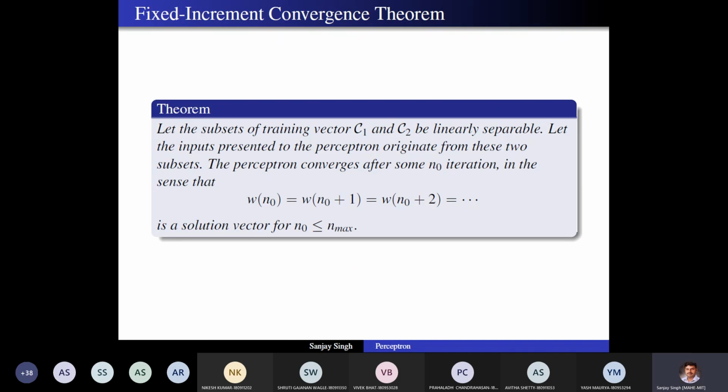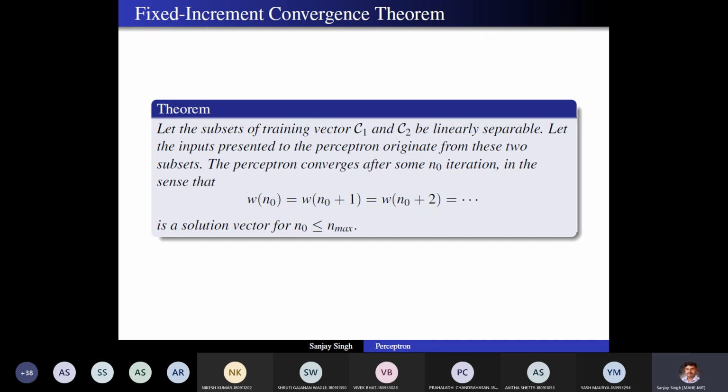So there is a related theorem in this, which we call the fixed increment convergence theorem, which is very much part of the perceptron convergence theorem. It says that, let the subsets of training vectors C1 and C2 be linearly separable. Means you are making this kind of assumption: the patterns are linearly separable.